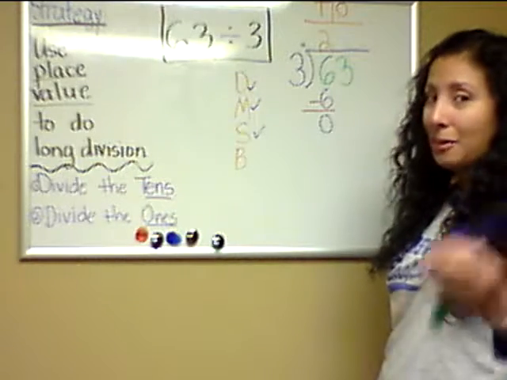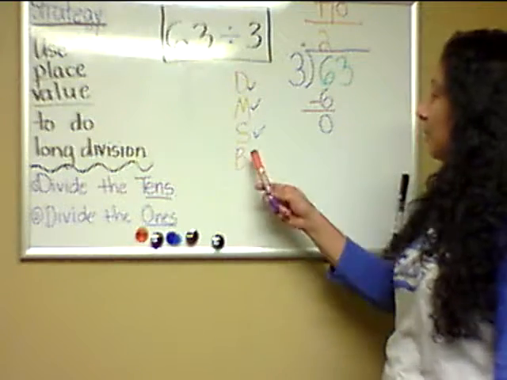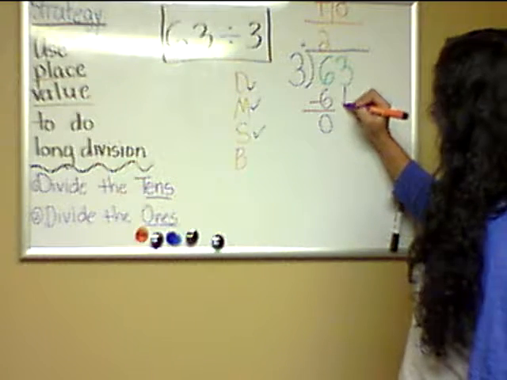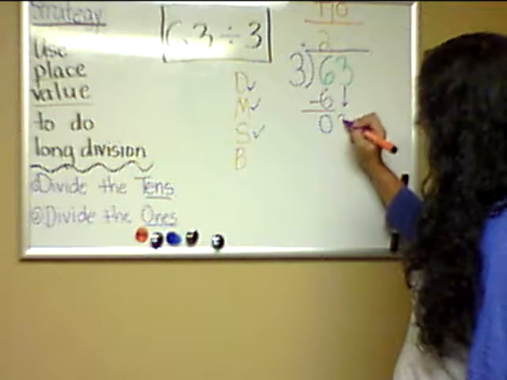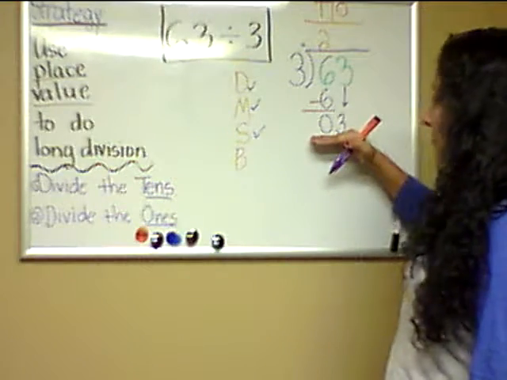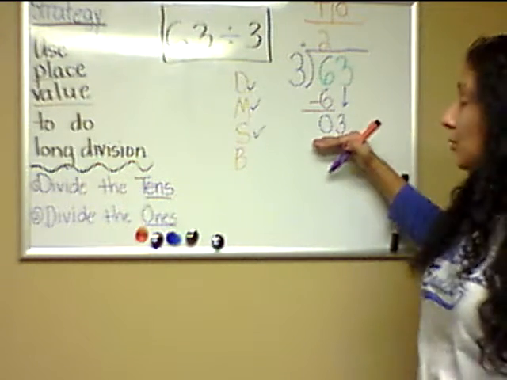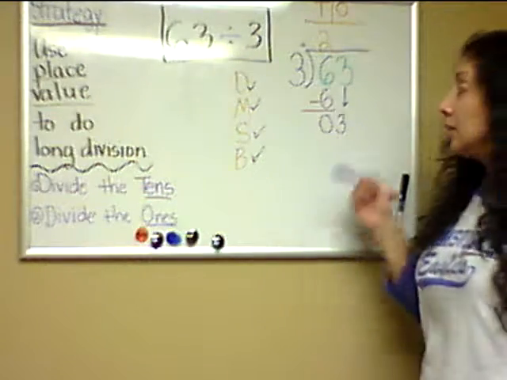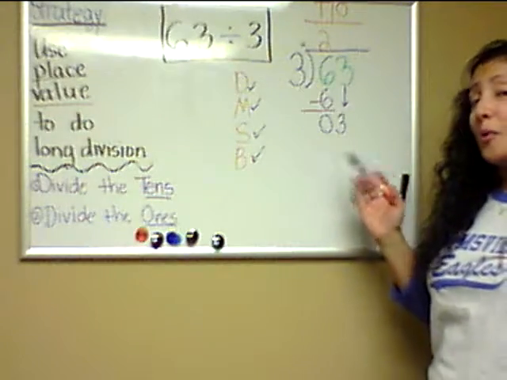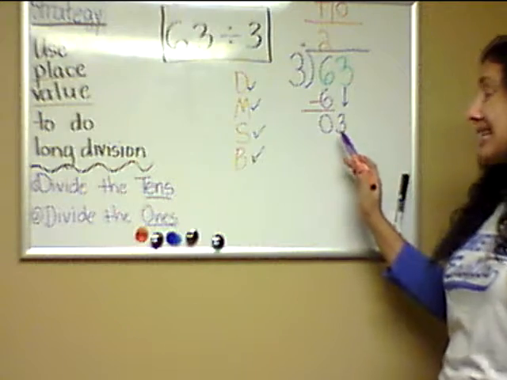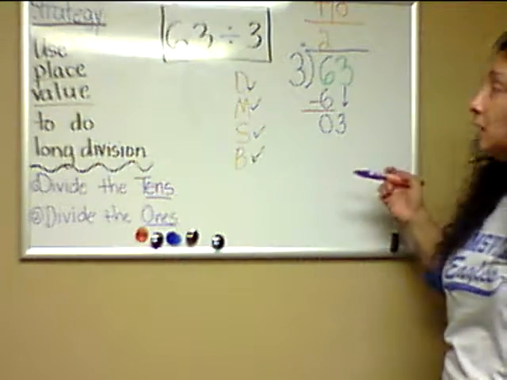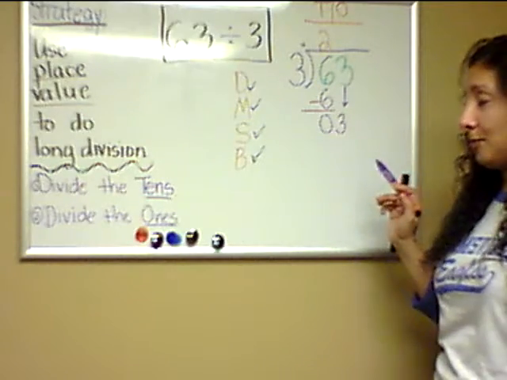Next step, you're probably already thinking about it, is B for bring it on down. Here you have a number, so bring down the 3. And the number that you're working with now is 03, or 3. Now, we can't stop here and we're not done. We can't say that this is a remainder because we've done nothing with the ones place. We just divided the tens place.